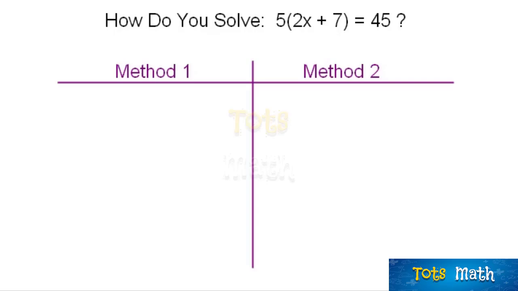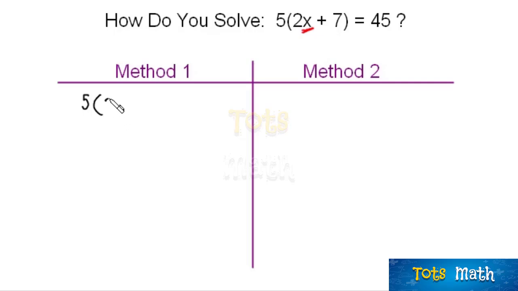How do you solve 5 times the quantity 2x plus 7 is equal to 45? Well, what does it mean to solve this equation? Well, you may notice that this equation contains a variable, the letter x. Our job is to find the value of x that makes the equation true. So I'm going to show you two different ways to find the value of x.